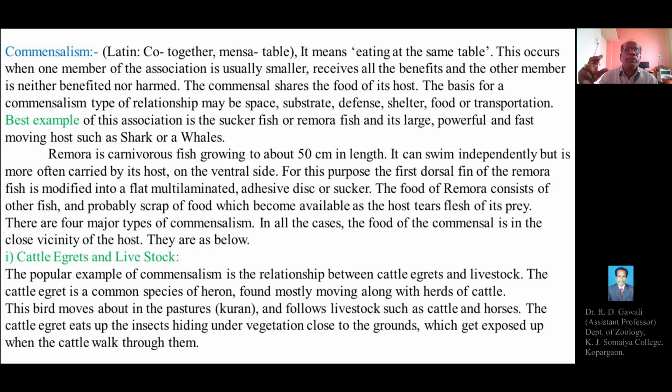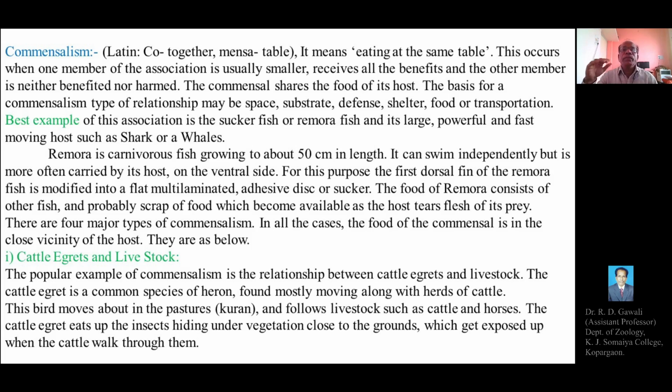The basis for a commensalism type of relationship may be space, substrate, defense, shelter, food, or transportation. These are the requirements or needs of the commensal, which will be obtained by the commensal from its host organism. This is also a loose form of relationship between two partners of two different species where one partner, the commensal, gets the advantage of the relationship from the host organism.